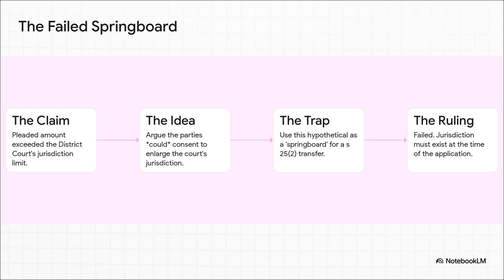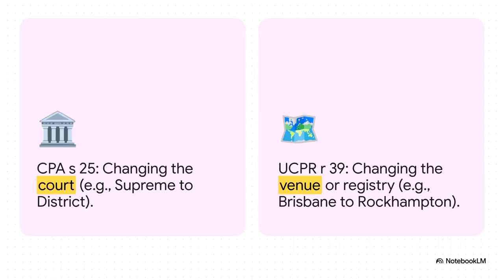It just doesn't work. And Bartolo also gives us a neat little reminder to always use the right tool for the job. If your problem is about the level of the court, Supreme versus district, you're using Section 25. But if the problem is purely geographical, like you want to move a case from Brisbane up to Rockhampton, then you're using Rule 39 of the UCPR. Don't get those two mixed up.